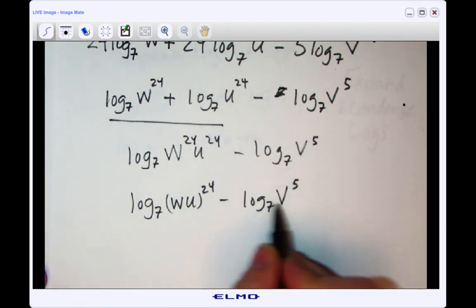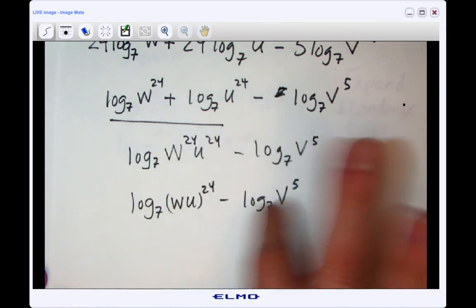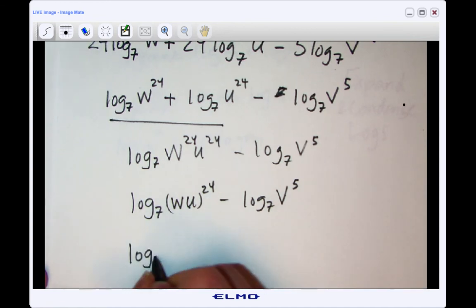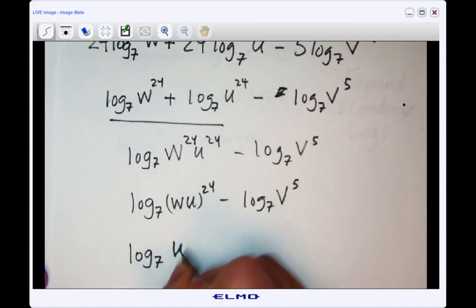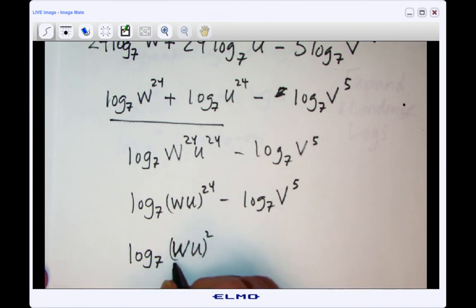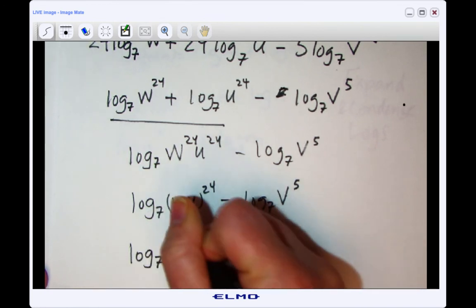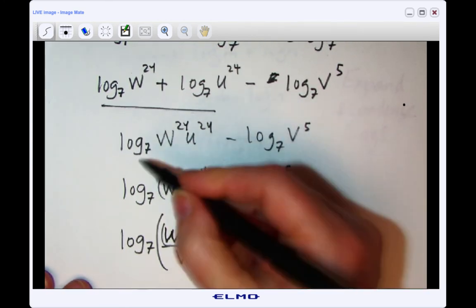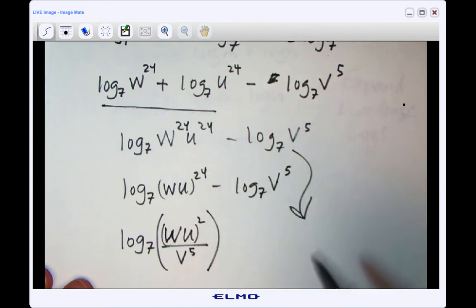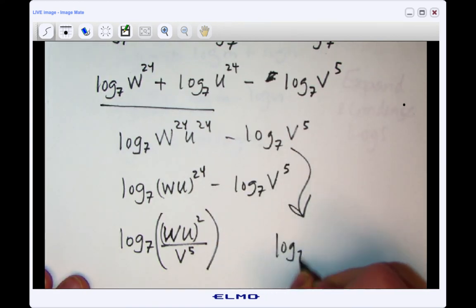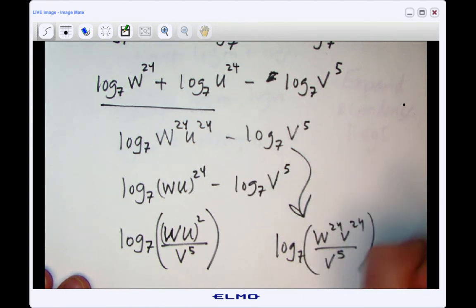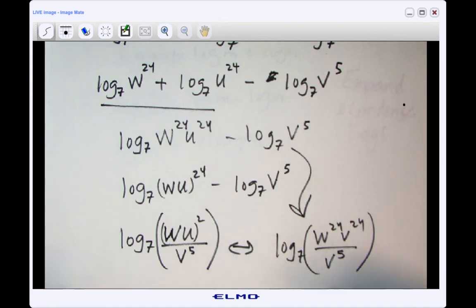And now let's take care of this division. So now this is one term and I'm subtracting another term. So in other words, I'm dividing these expressions. So it's going to be log base 7 of wu all over v to the 5th inside. I'm going to put this just so you can see it clearly that it's all inside that same log. And again, if I had left it this way, it would have been the same thing. So either one of these I would have been happy with. I like them both.